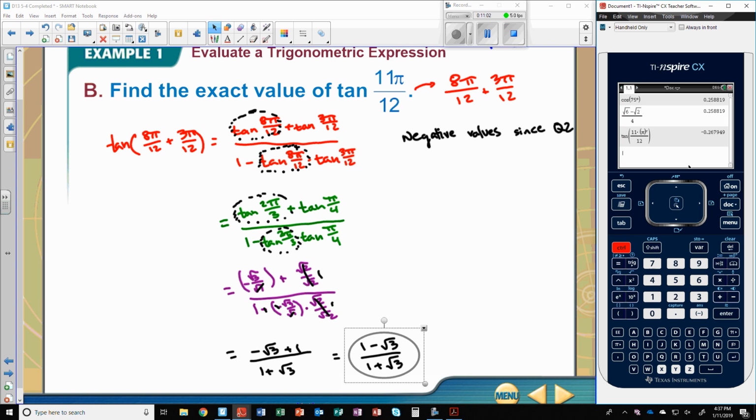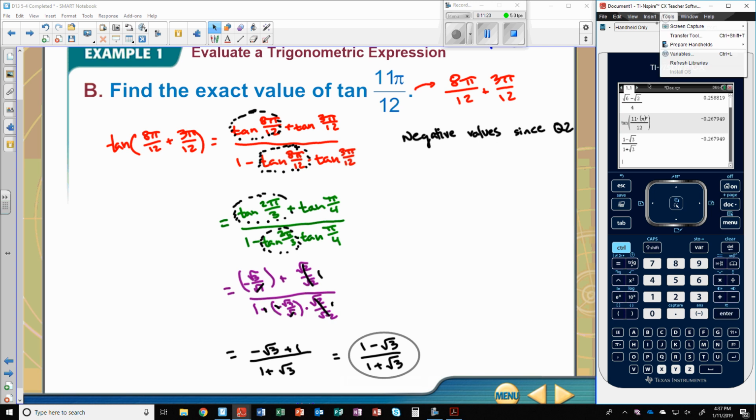So let's see if, in fact, our answer is correct. 1 minus square root of 3 over 1 plus square root 3. Whoops, that's the 3. Yep, it's correct. So we did do it right.